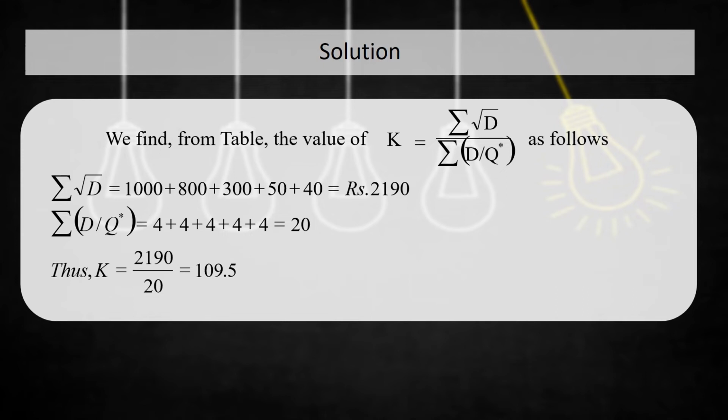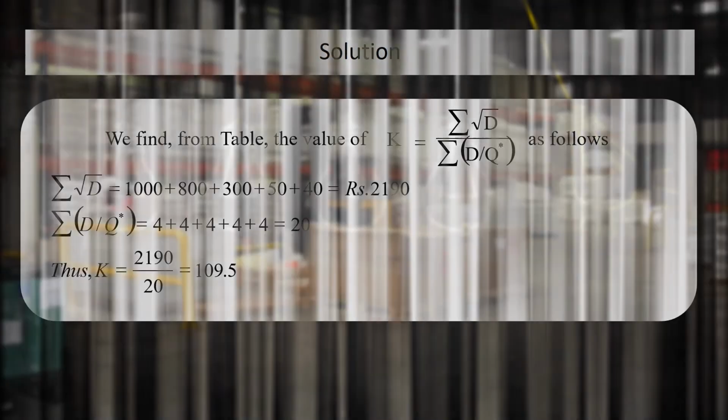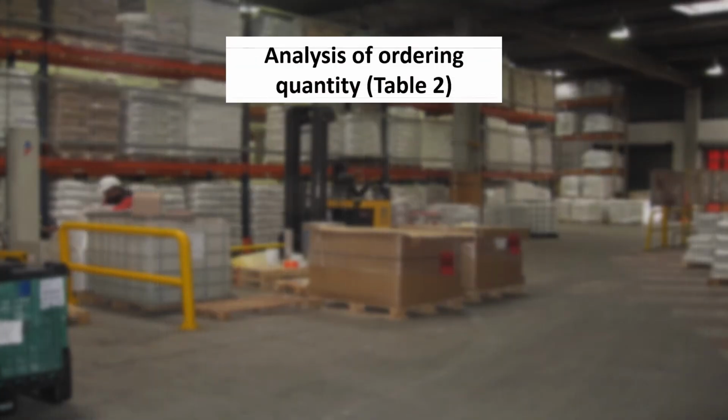So you can calculate the annual demand, like if you go back to the previous slide, the annual demand is 1 lakh, second 6,40,000. You just add all those, that is 1,800, 350 plus 40, that represents rupees 2,119. The summation of D upon Q star, you just add 5 different items and it is 20. So K is equal to 2190 upon 20, that is 109.5.